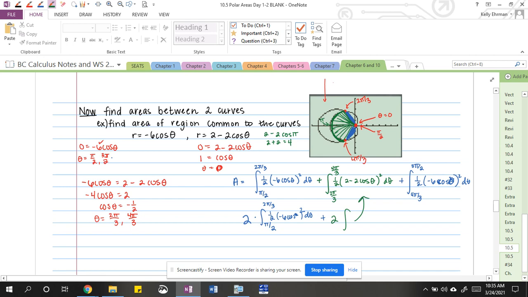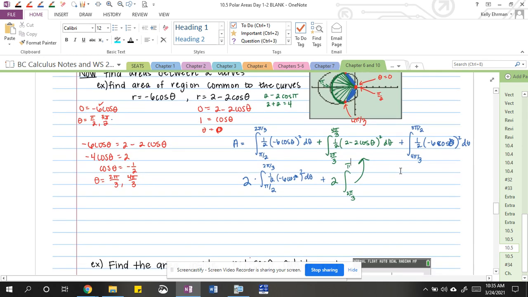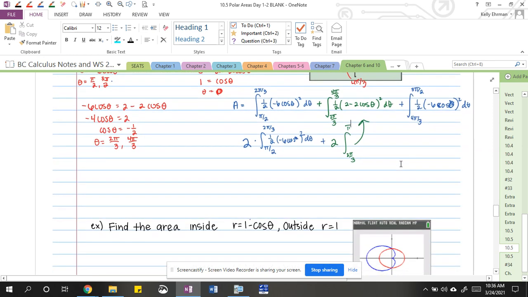And then I wouldn't have to include, oh, sorry, I wouldn't go from 4 pi over 3. So I would only go from 2 pi over 3 to pi of 1/2 times (2 minus 2 cosine theta) squared. Then I wouldn't need the last part. So it would be done at that. It's the same thing. I believe the area comes out to, I've got it written down as 15 point something. But again, to save time on your video, it's just the setup that I want to make sure we have.